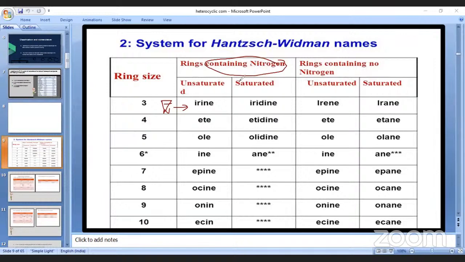So if it is unsaturated, saturated aziridine, ir for 3-membered nitrogen atom.